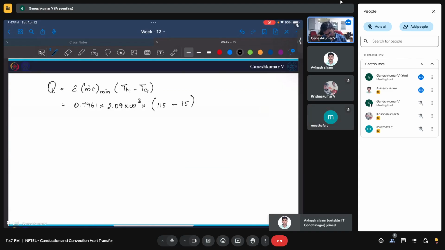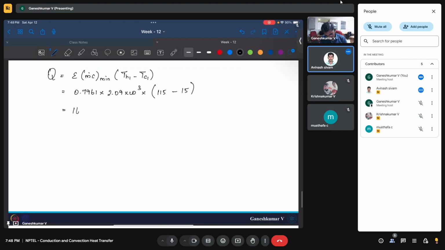Now how much will this be? 0.7961 times 2.09, and it's into 100. It's around 166.385 kilowatt. So this is your heat transfer rate.